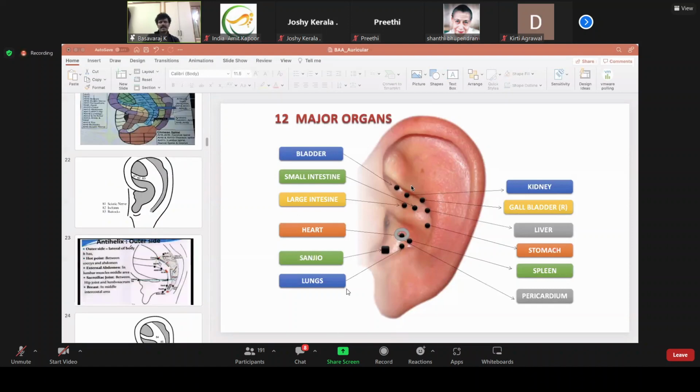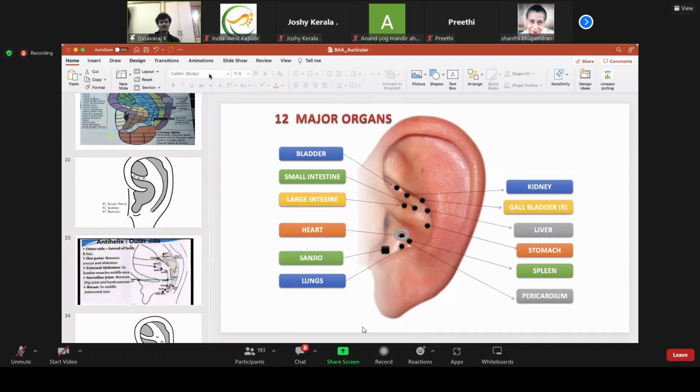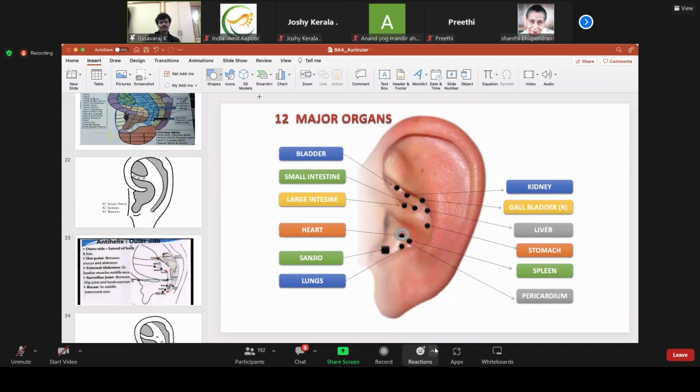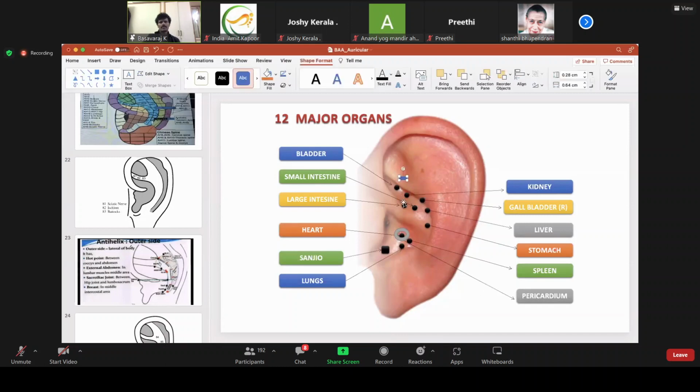If sciatica pain is there, you can treat this area just below the triangular fossa. This is lumbar. This is the hip joint. Just put one circle there. This is the hip joint point.